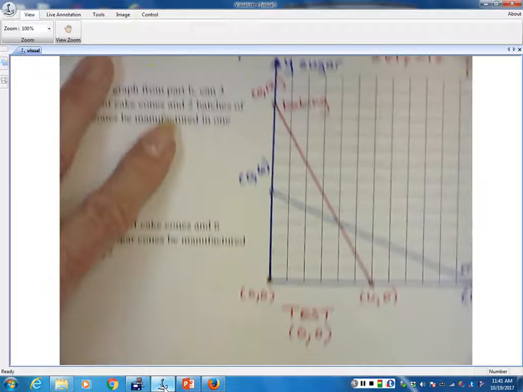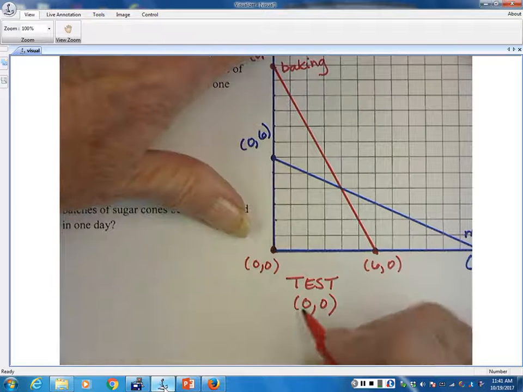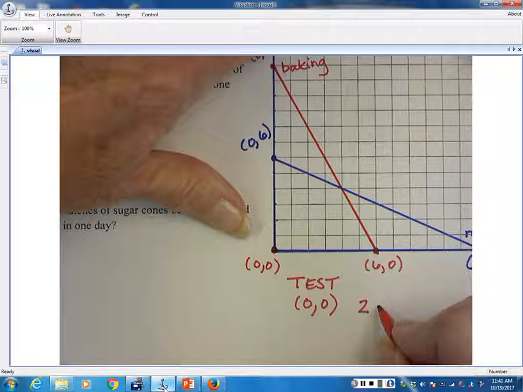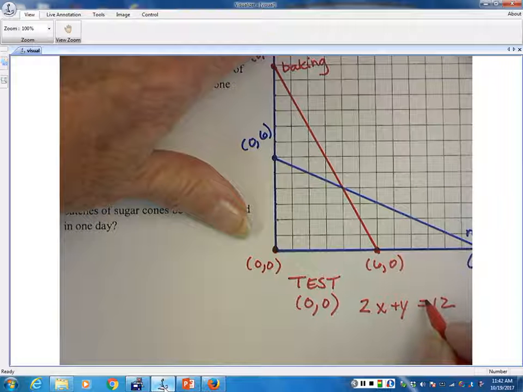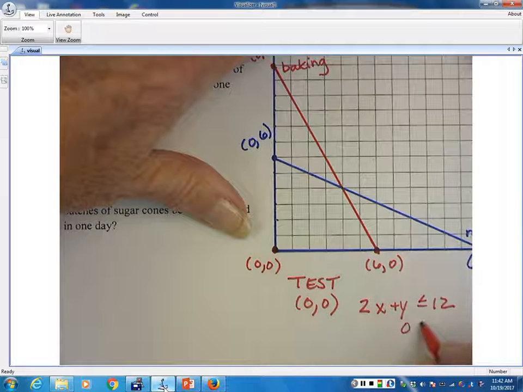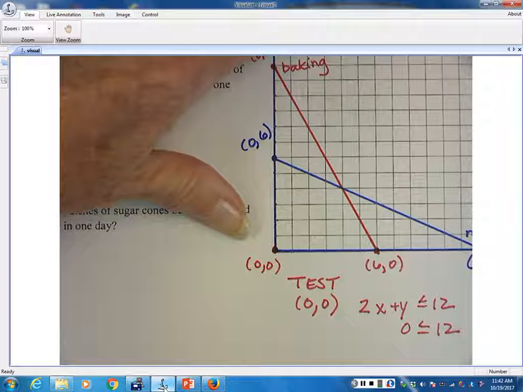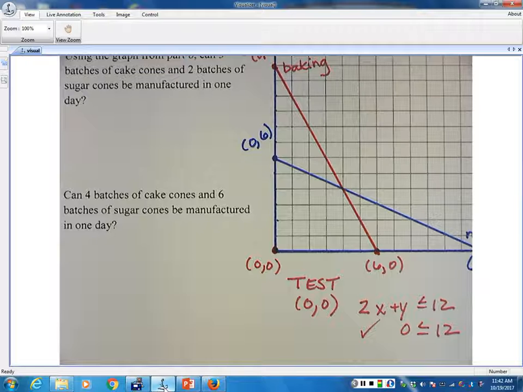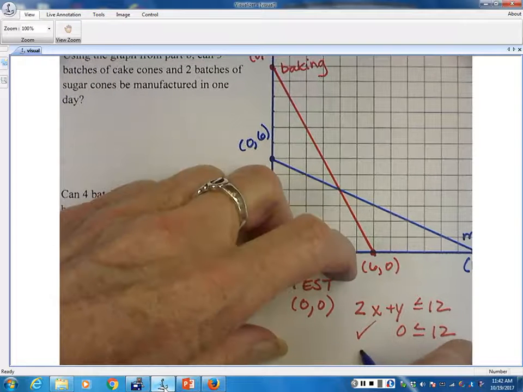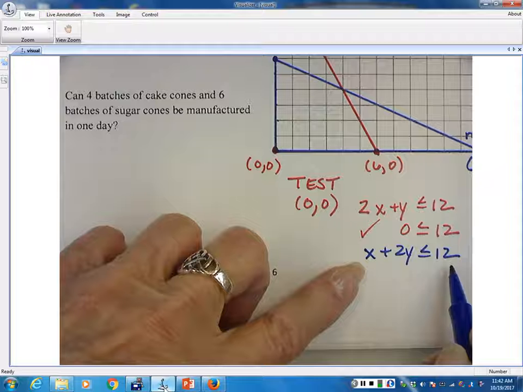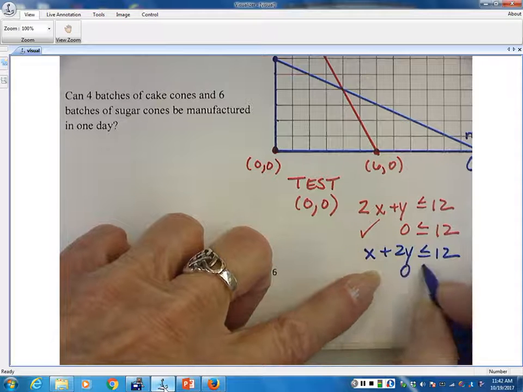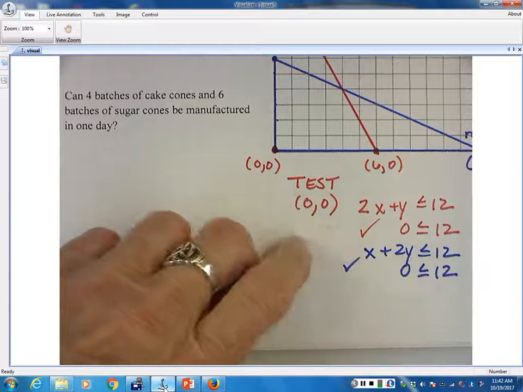So if I test 0, 0, in 2x plus y equals 12, only it's equal to or less than 12, this says 0 is equal to or less than 12. Is that true? Yes. So then if I test it in the mixing inequality, x plus 2y is equal to or less than 12, 0, again, is equal to or less than 12, so of course, yes, that's true too.